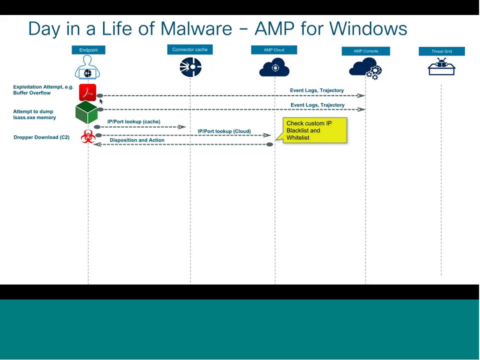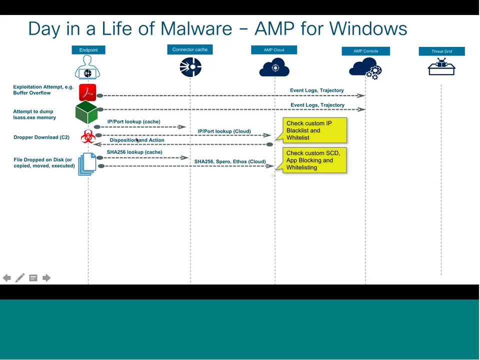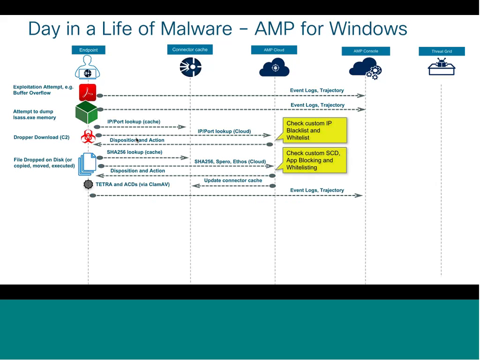And also it doesn't track all of the connections. It tracks a limited number of connections per process. Finally, the disposition comes back to the endpoint, and based on that, the connection is permitted or denied, as we see here. What could happen then is if the connection was successful, and as a result of that connection a file was dropped on the disk, we check the hash of that file against the AMP connector cache again.